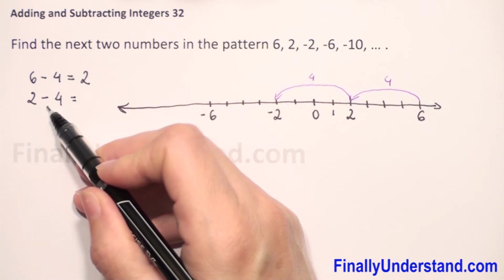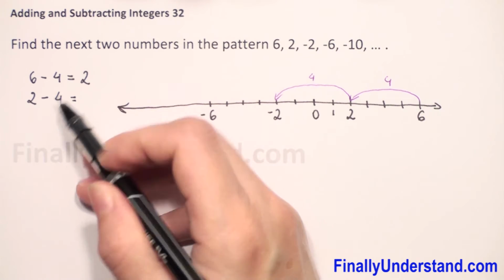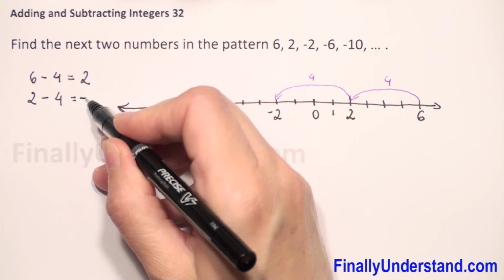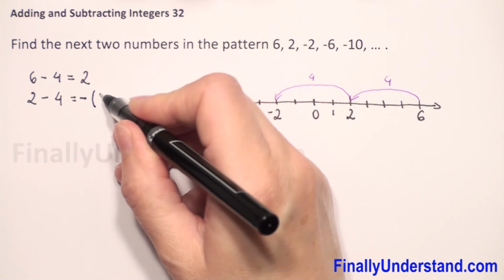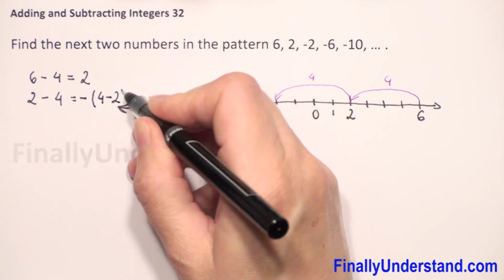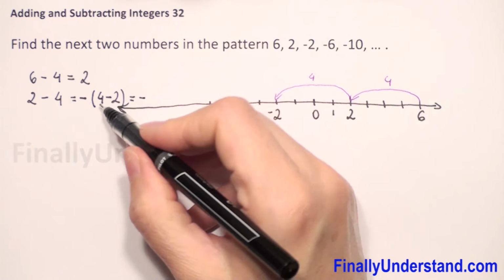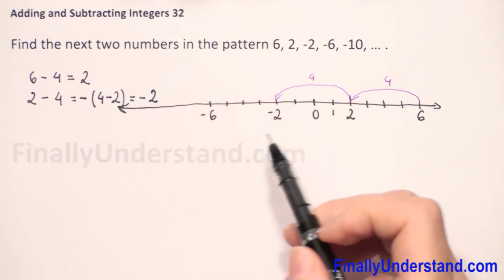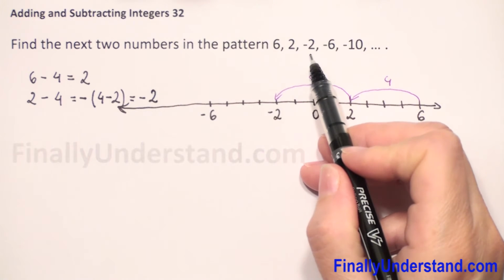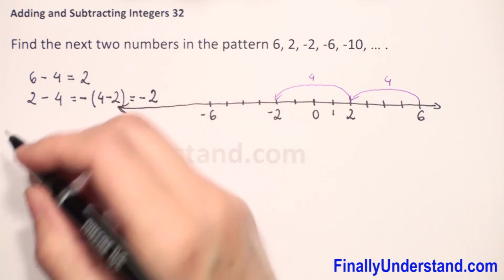Next, we check the sign of the larger number. Before 4 we have a negative sign, so we keep the negative sign, and next we subtract the smaller from the larger number. So 4 minus 2, this is equal to negative, we rewrite the negative sign, and 4 minus 2 is 2. So we got the third number of our pattern. So everything is correct.